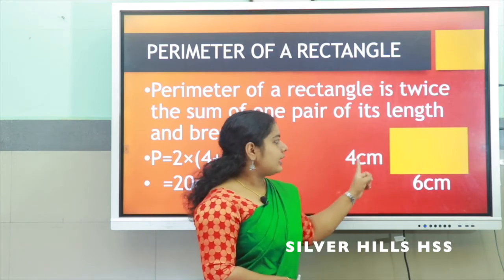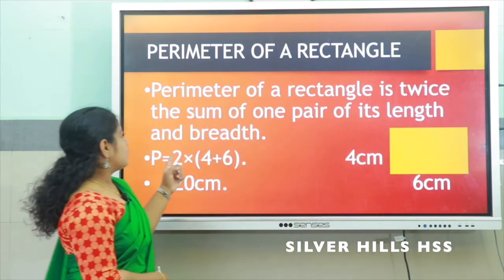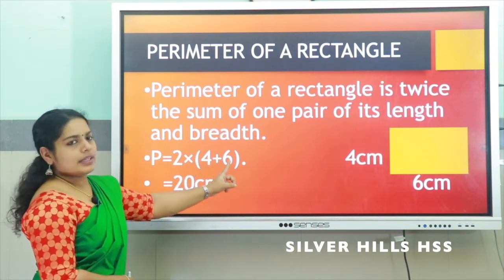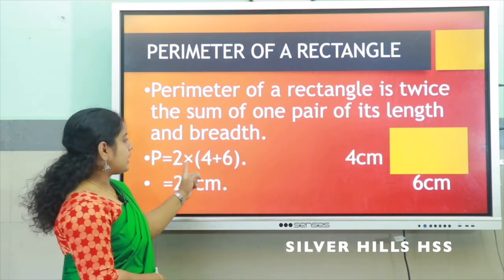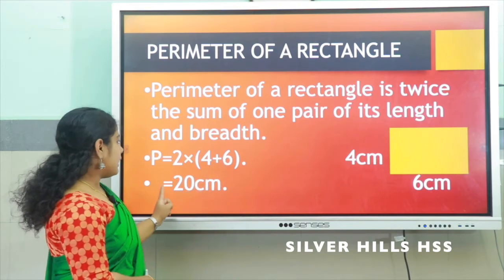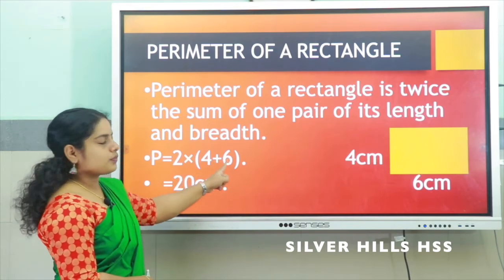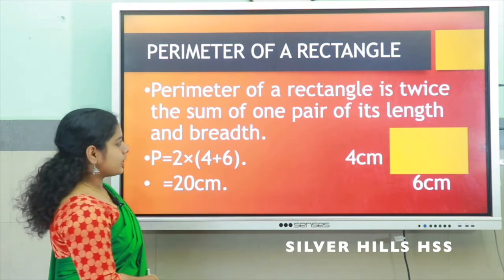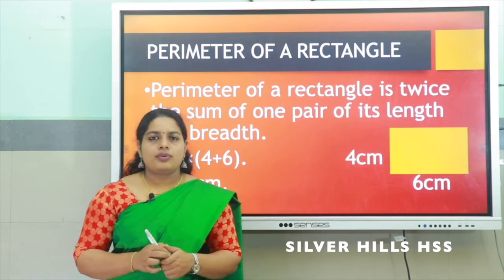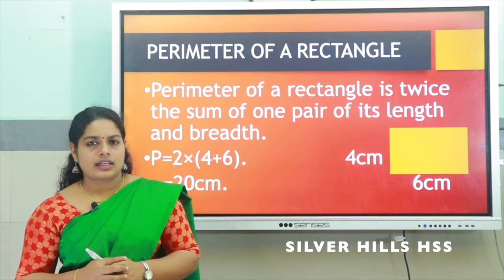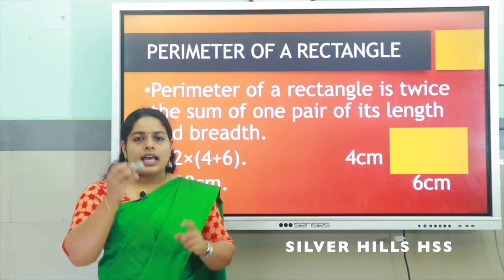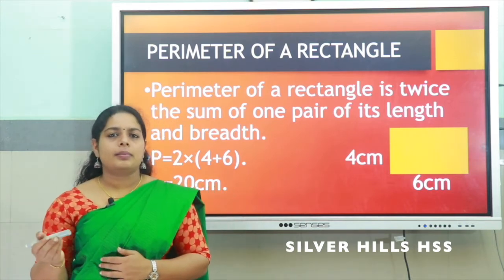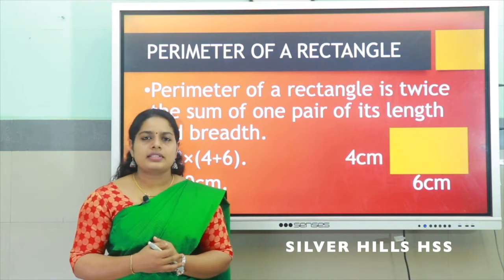6 is the length and 4 is the breadth. So perimeter is equal to 2 times what? Length plus breadth. 2 times length plus breadth, which is equal to 2 into, what is 4 plus 6? 10. So 2 into 10, 20 centimeter. So the formula for finding the perimeter of a rectangle is 2 times L plus B, where L is the length and B is the breadth of the rectangle. 2 times L plus B.